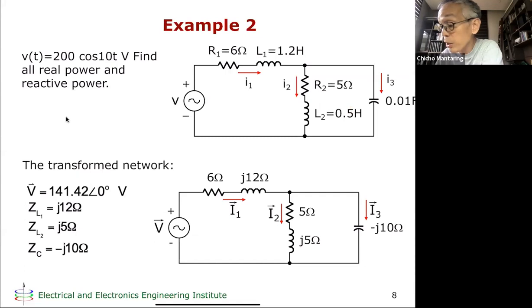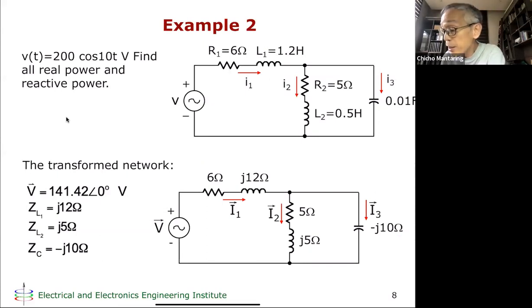Now, what about my voltage? My voltage is just 200 divided by the square root of 2. My phase angle is equal to 0. So this is 141.42 at an angle 0. Or if you convert this to rectangular form, it's really just 141.42. So this is now my transformed circuit.